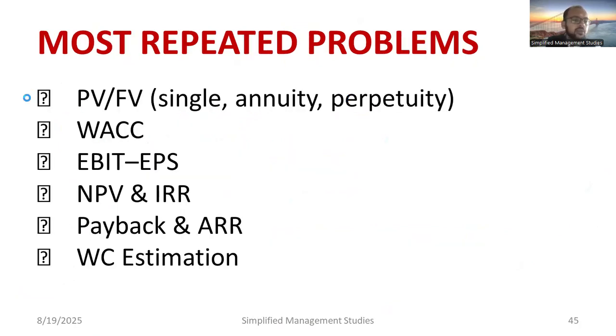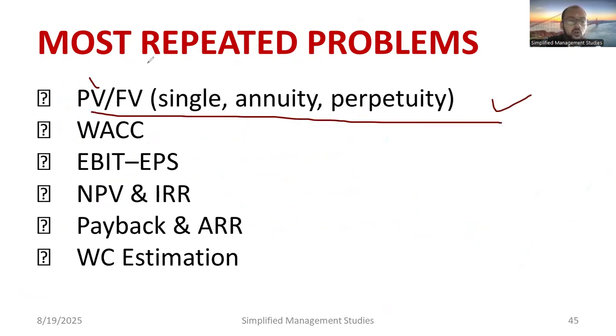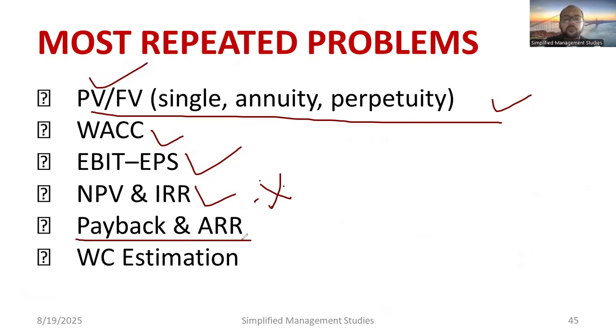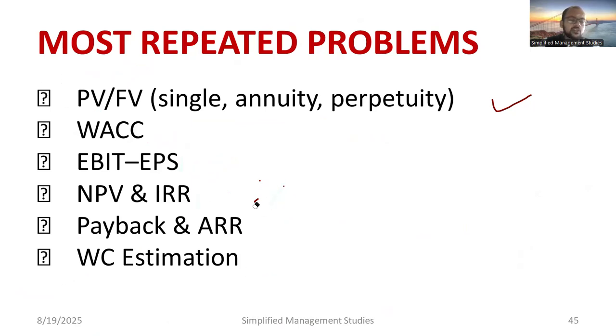The most repeated problems which I observed from the previous year question papers are PV and FV, single, annuity, perpetuity, and all problems related to this topic. Then WACC related problems. EBIT, EPS related problems are also repeated several times. NPV and IRR are very, very important. IRR is among the most repeated questions. Similarly, you may get questions about the payback period. Then WC estimation. These are the most repeated questions in financial management, so you should have an attempt at least.